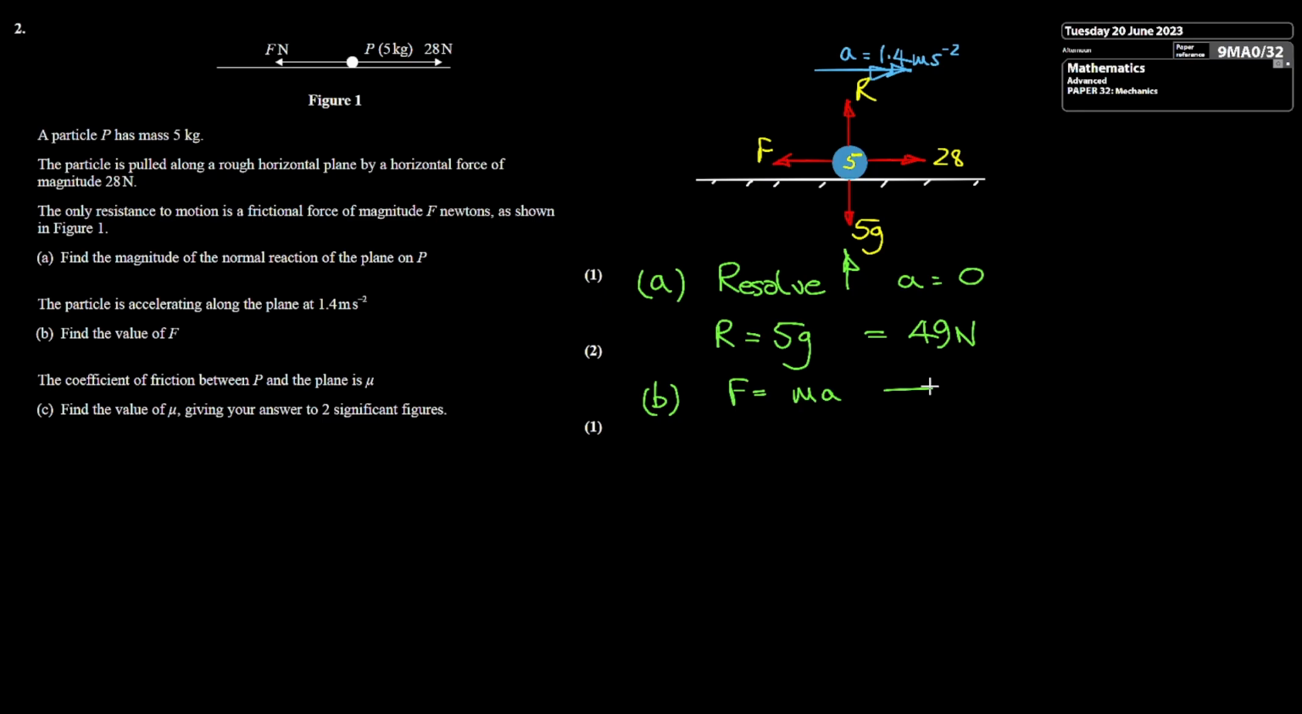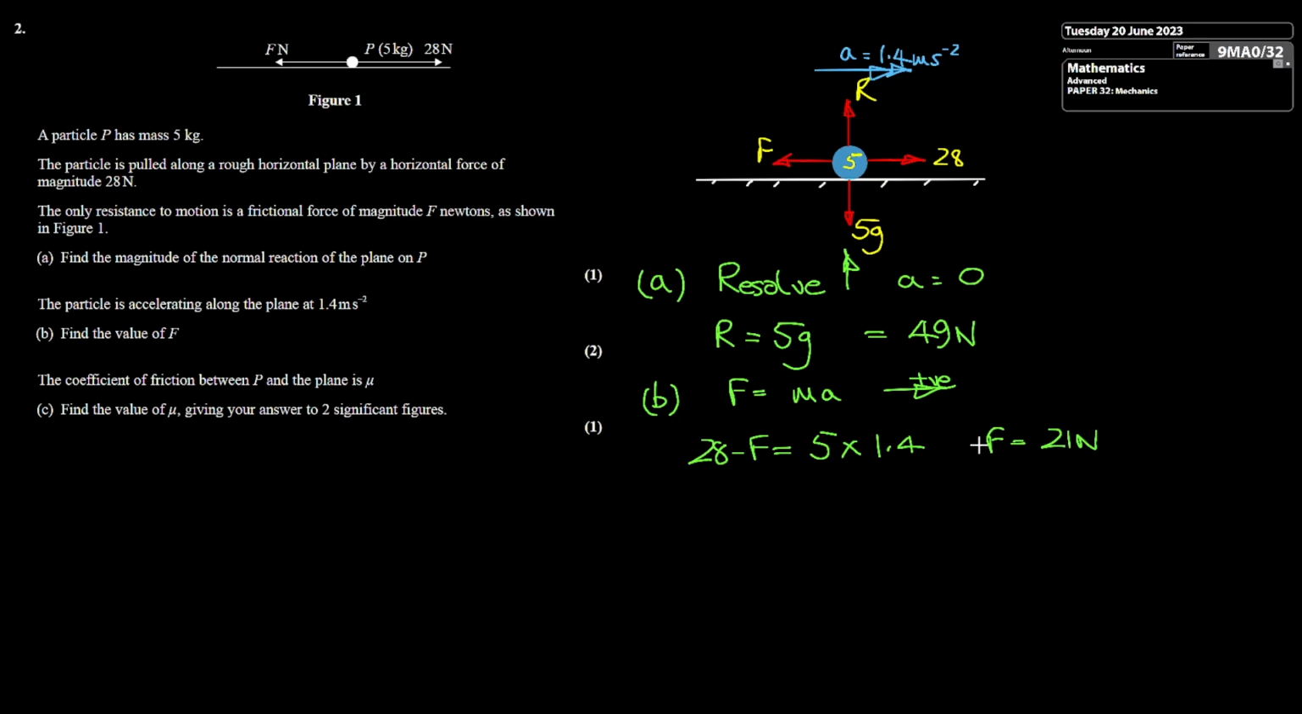And again, if I apply that in a positive direction going to the right, the forces to the right will be 28 minus F, is equal to the mass of the particle, which is 5, multiplied by the acceleration, which is 1.4. And if you do the maths on that, it turns out that F is equal to 21 newtons.